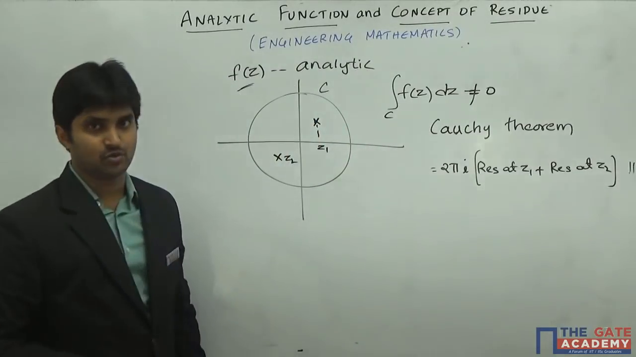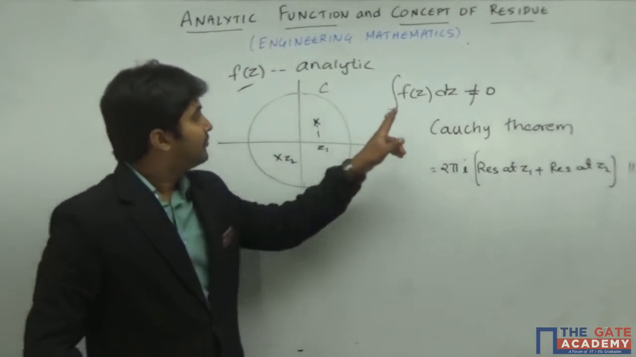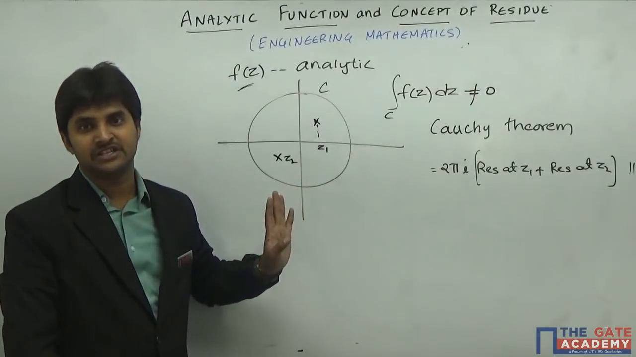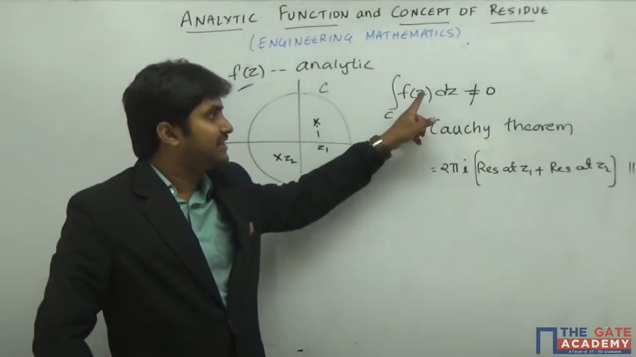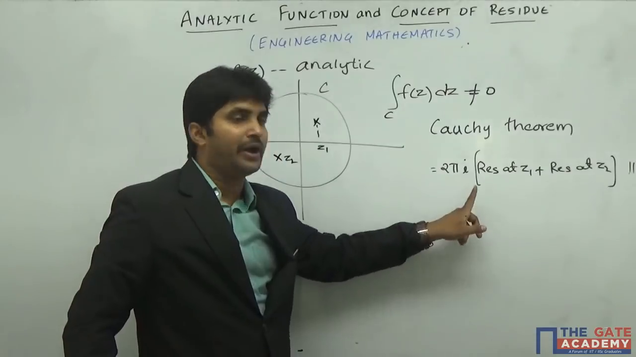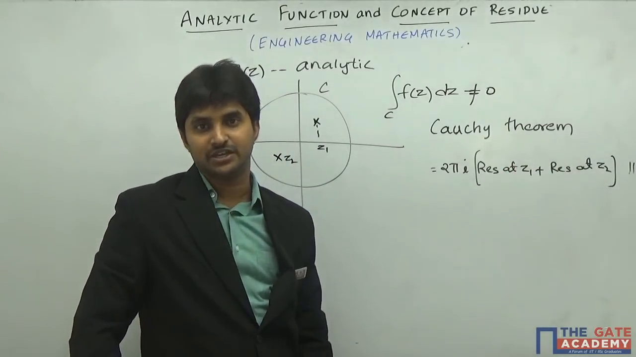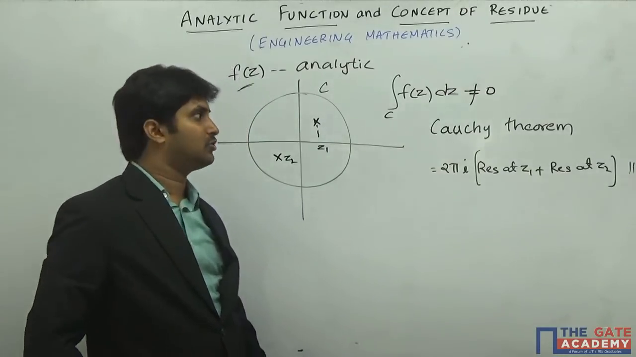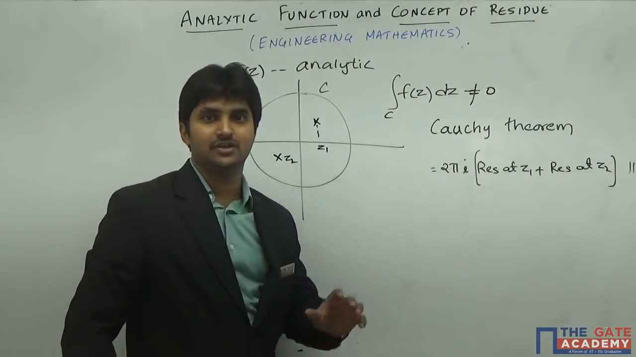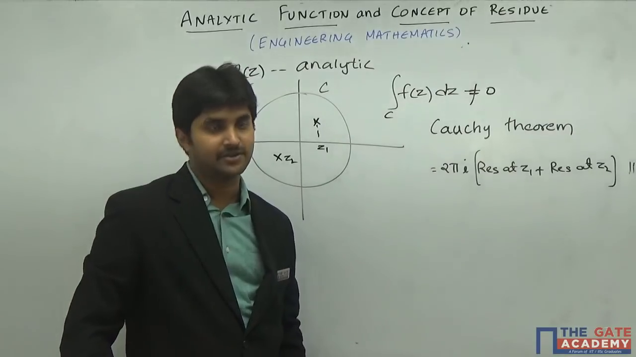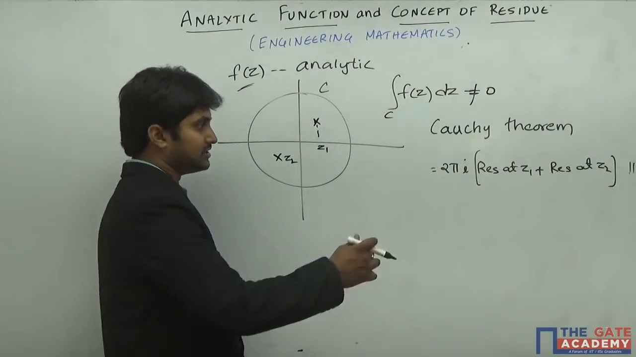So always this is going to satisfy that whenever you have singular points inside this particular domain, then the value of the integration is equal to 2 pi i multiplied by the residue at z1 plus the residue at z2. It's a very, very important concept because every alternate year you can find a particular question on this concept. Now, how to calculate the residue?